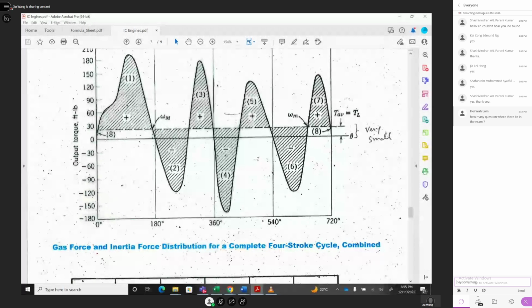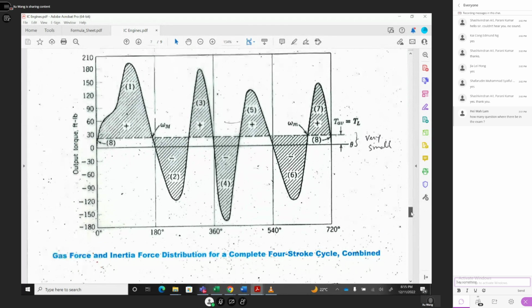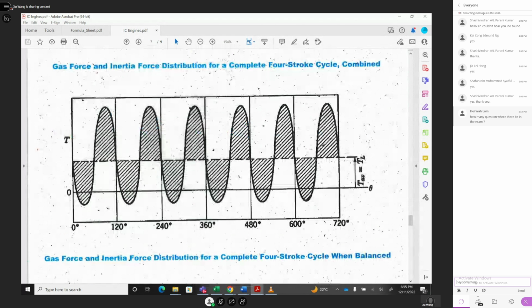The fluctuation always has a mean value. This mean value should be equal to the friction torque provided by the engine dynamometer, and then the engine speed will be stable. Otherwise, the engine speed will increase and accelerate. Okay, that's how it works. This is the total torque fluctuation, and its average should be balanced by the engine dynamometer friction torque. But if you have a big flywheel, this fluctuation can be reduced. Why? We can talk about the reason.